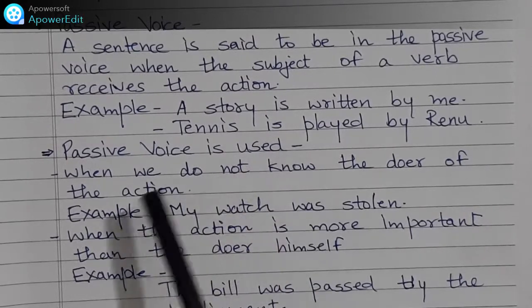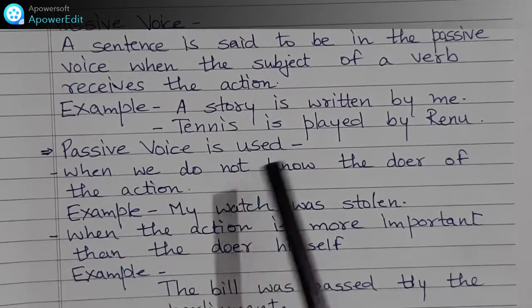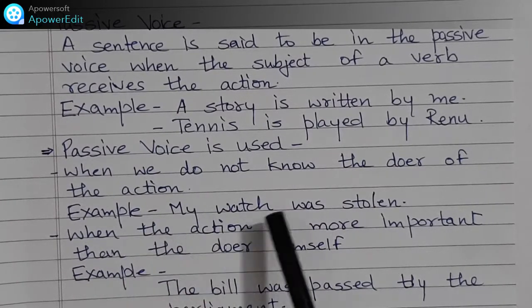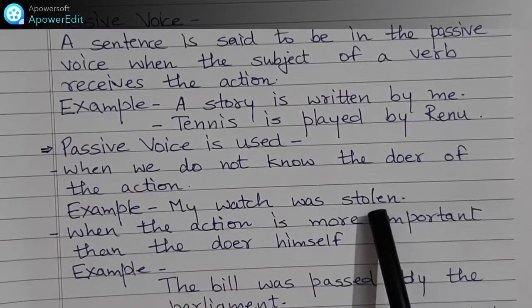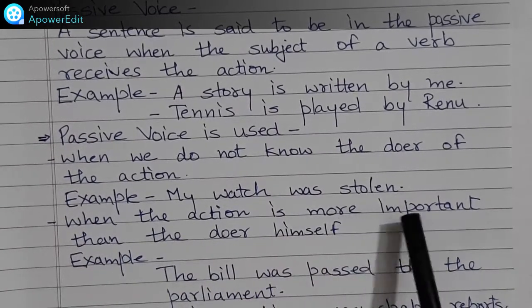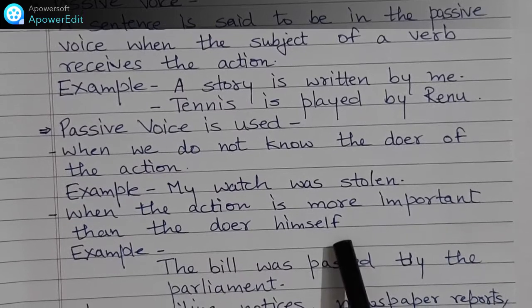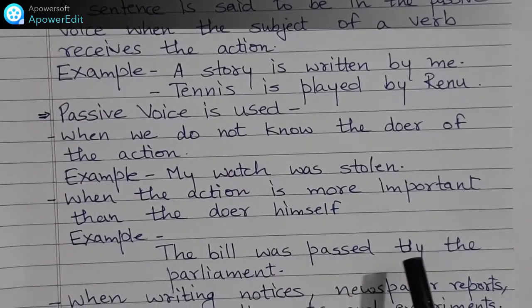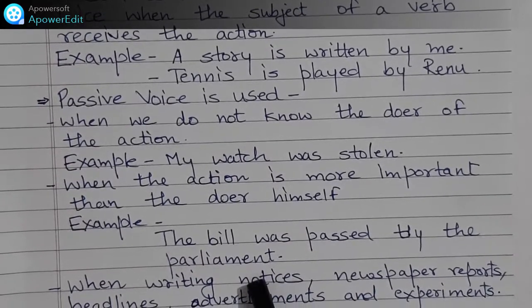Passive voice is used when we do not know the doer of the action. For example, my watch was stolen. Number 2, when the action is more important than the doer himself. For example, the bill was passed by the parliament.